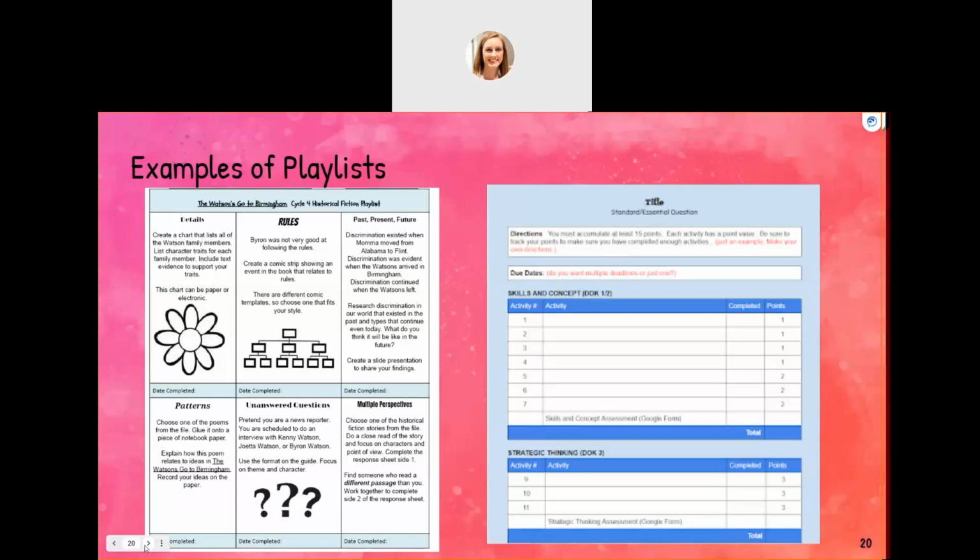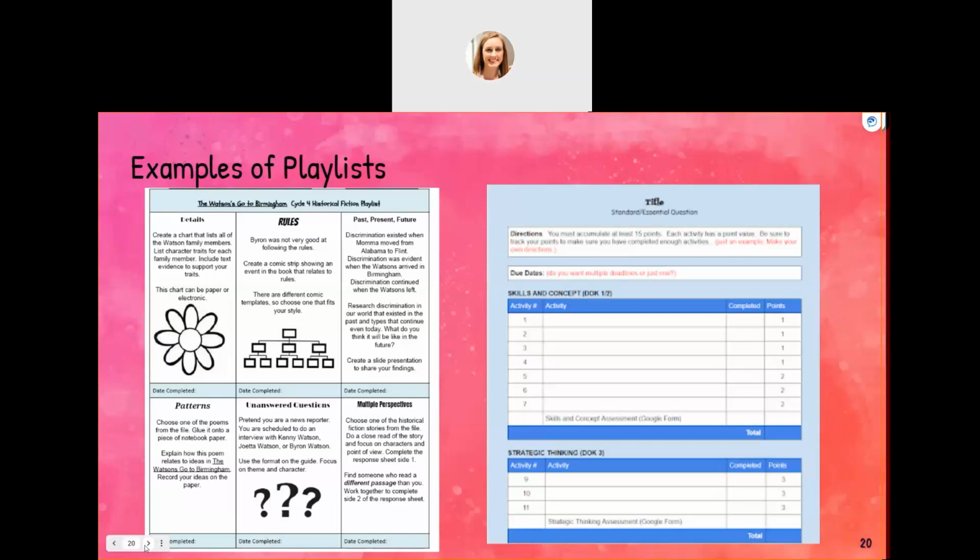In the second example, this is more of a true playlist because all the activities are completed in order, but the entry point is going to vary. A pre-assessment would be used, and students are going to know what skills they have mastered based on the pre-assessment, and the teacher will guide them as to what point they need to enter the playlist.